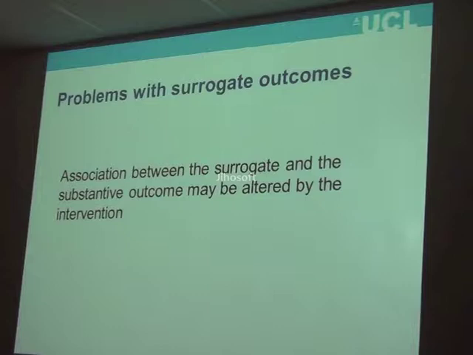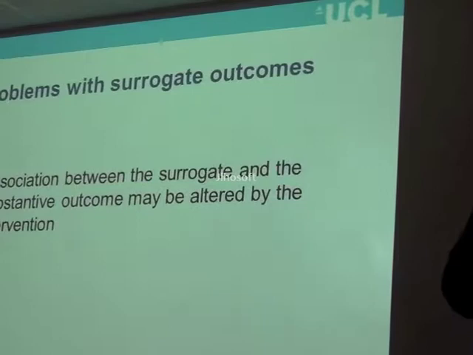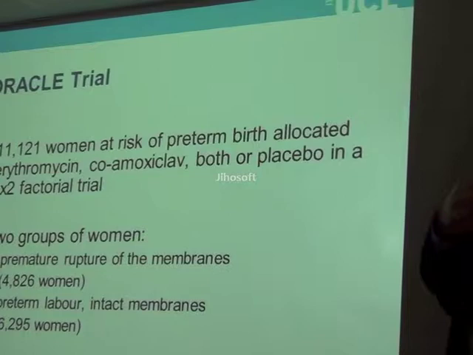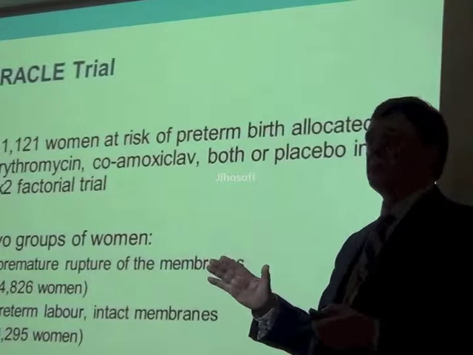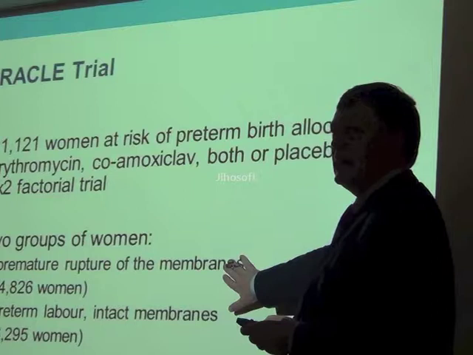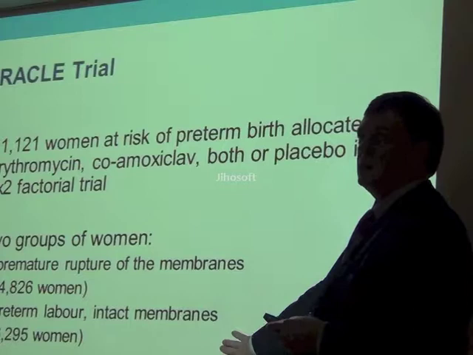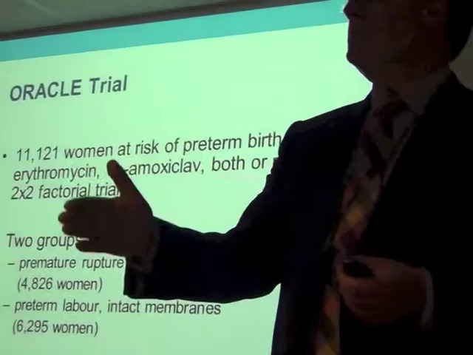So the association between the surrogate and the substantive may be altered by the intervention. So do you know the Oracle trial? Some of you may know the Oracle trial. This was a trial done a few years ago, and I will finish after this, I promise. Stay awake a bit longer. Lots of women were randomised to receive 2 very common antibiotics, whether they presented in preterm labour with intact membranes or with preterm pre-labour ruptured membranes. So 2 big groups of women, over 6,000, randomised in a factorial design to receive one antibiotic, the other antibiotic, both antibiotics or no antibiotic.